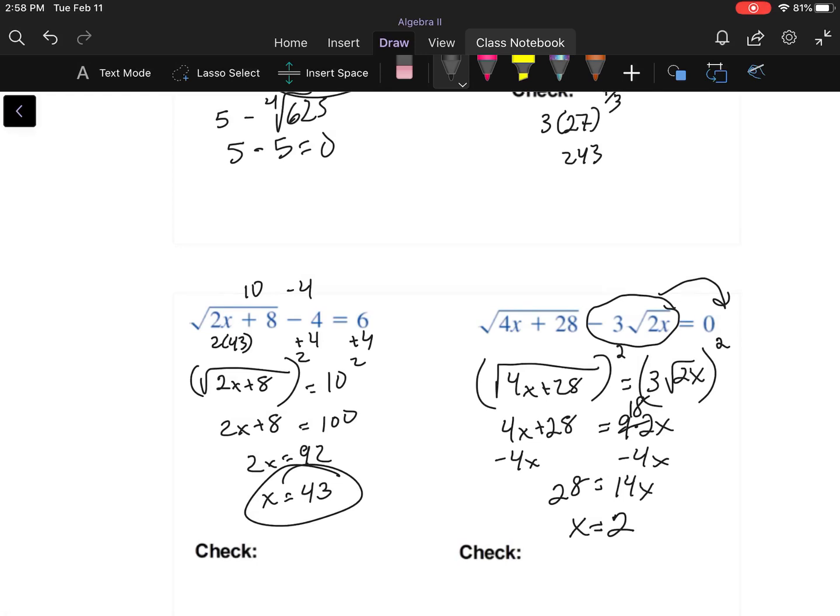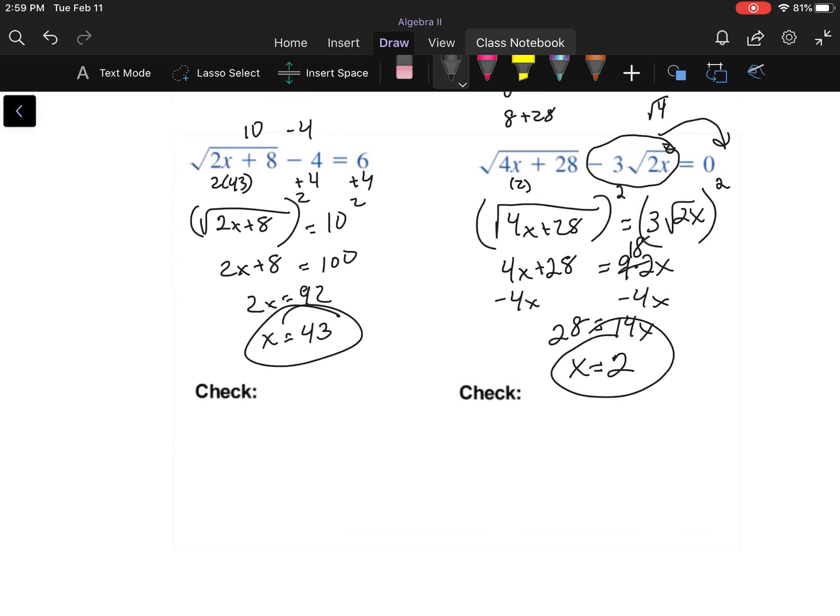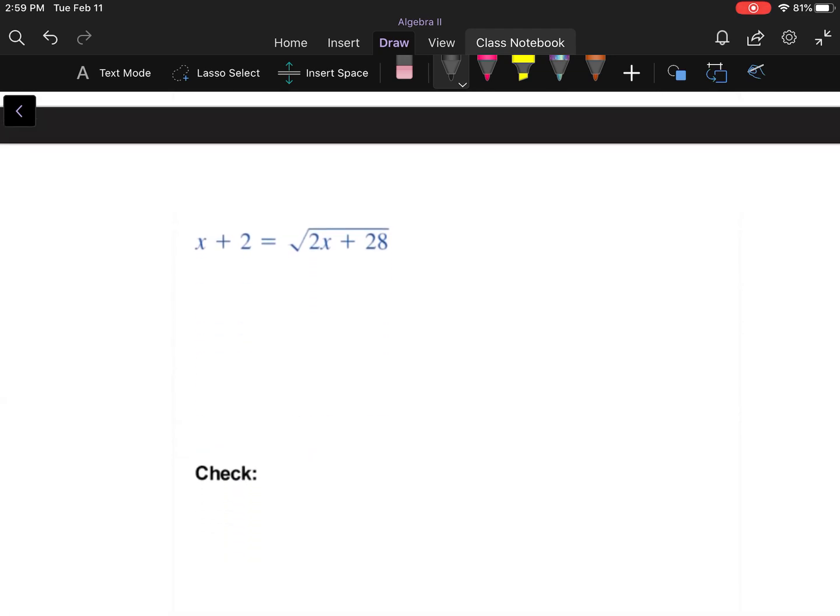Now just to check that out, put in a 2 here, I'm going to get 8 plus 28, that's going to be 36. Square root of 36 is 6. I'm going to put in a 2 here, that's going to give me 4. Square root of 4 is 2. Times 3 is 6, so 6 minus 6, yep, I get 0. It still works.